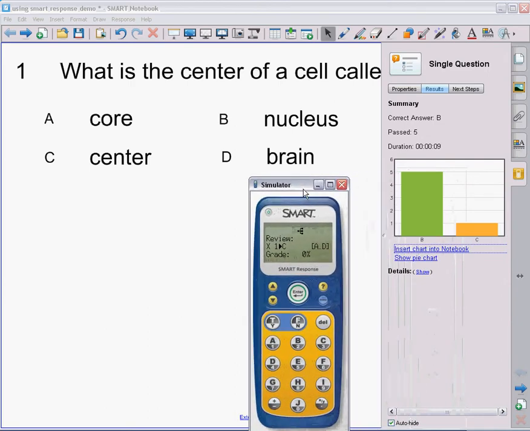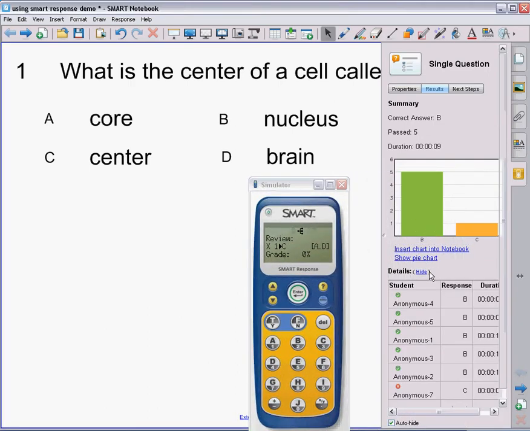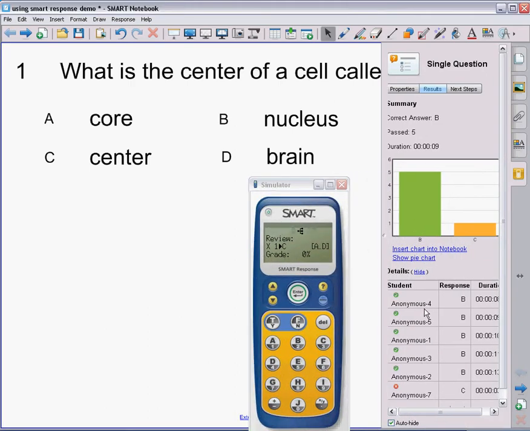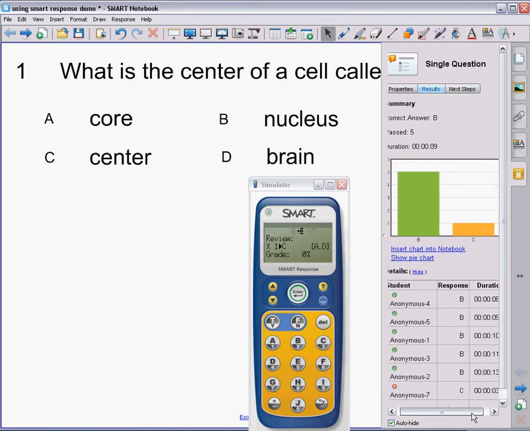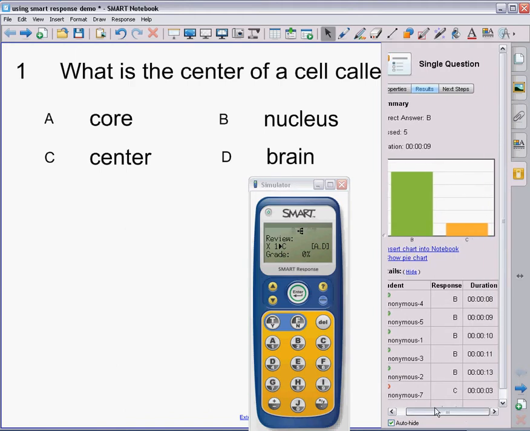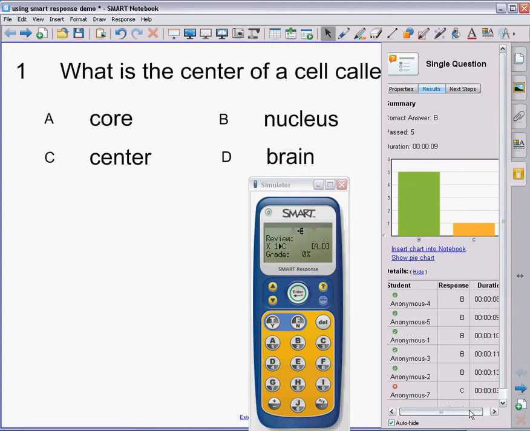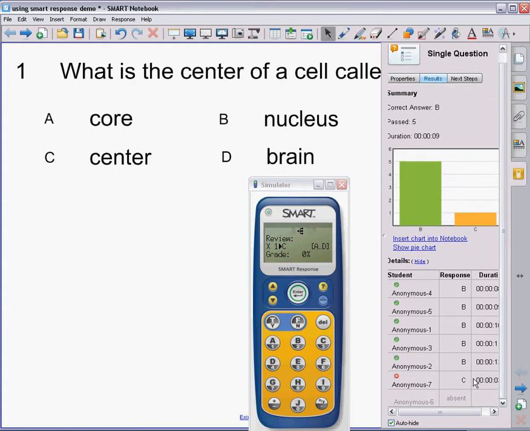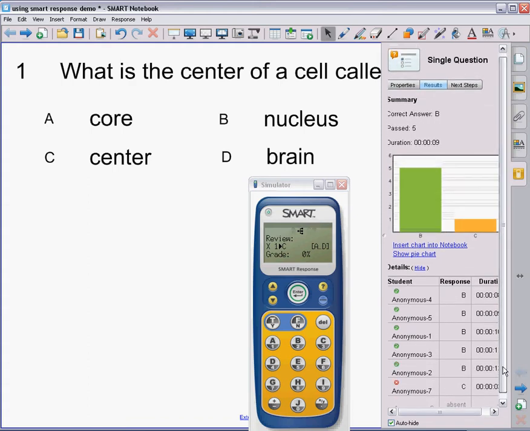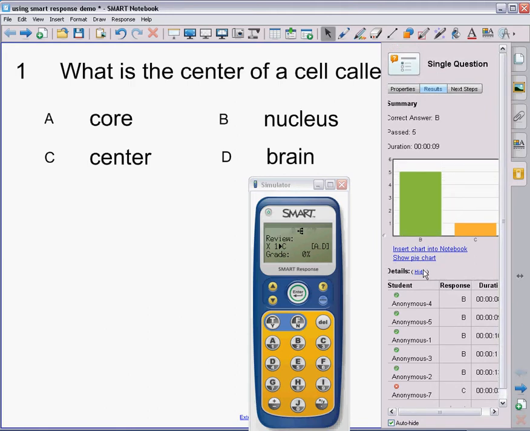And then the details just tells me anonymous, anonymous, anonymous, because my students don't have IDs. But something interesting is it can tell you how long it took for those students to answer. So if you notice, my wrong student took the least amount of time. That might be a clue as to why that student missed it. So you can see where the information is about who missed it, who didn't, what responses they gave.